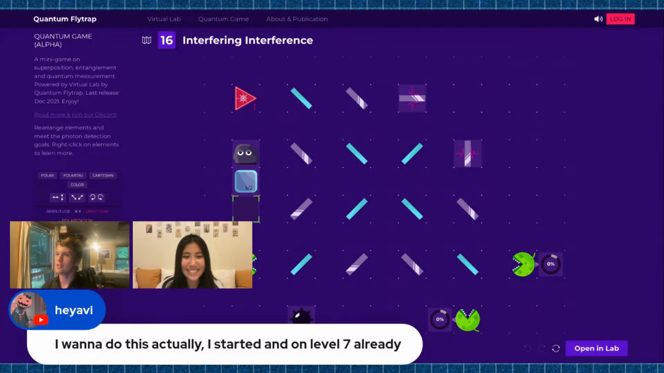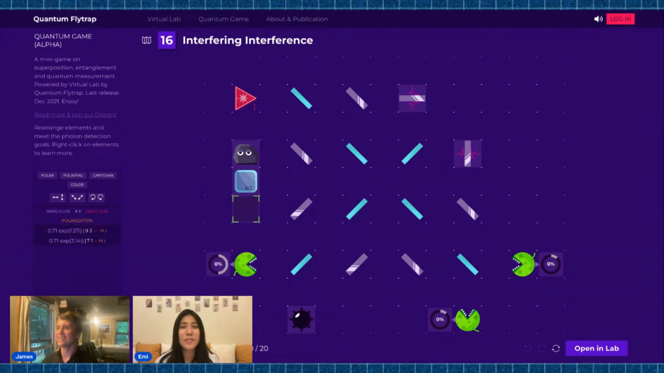He just started and he's on level 7 already. Brilliant. Which took us more than an hour last time. No, to be fair, we had our fair share of mini tangents. Yeah, I mean, it's not all explorations. It's not all about how fast you do it, right?